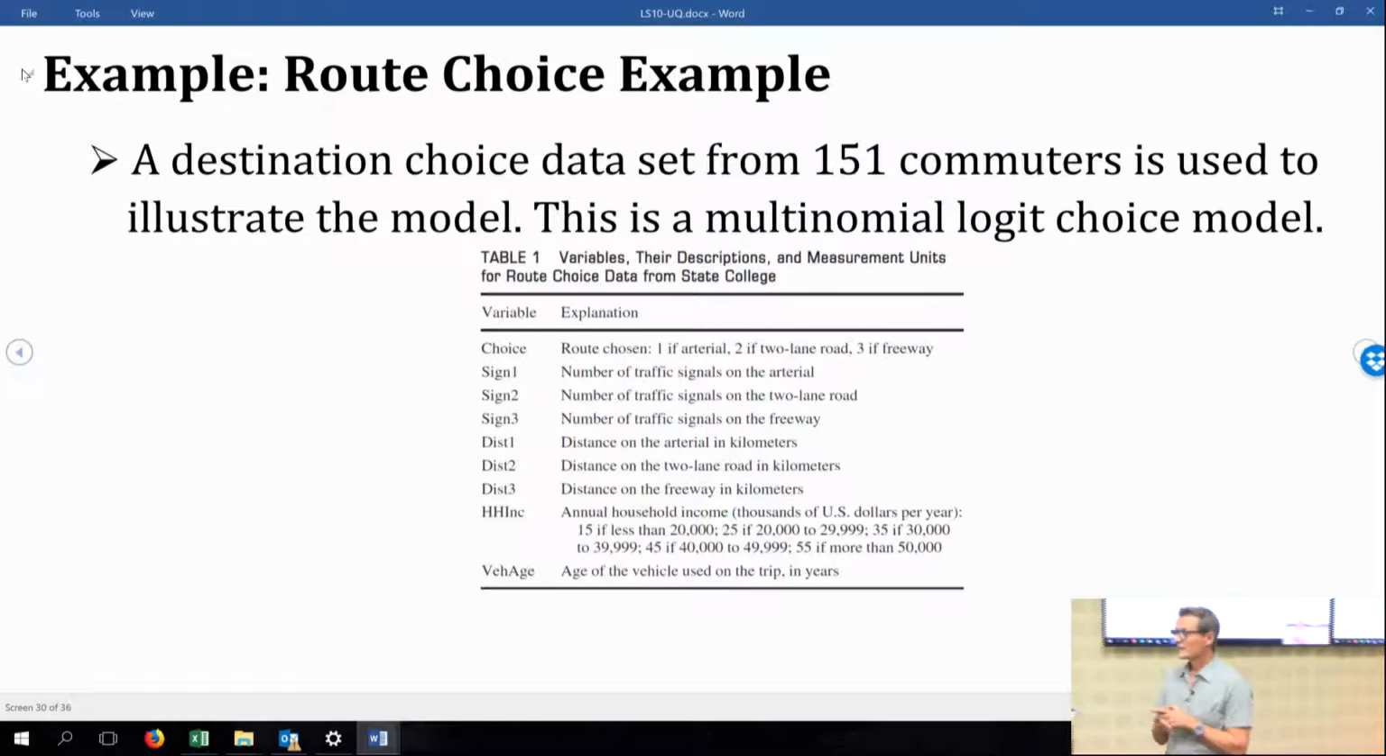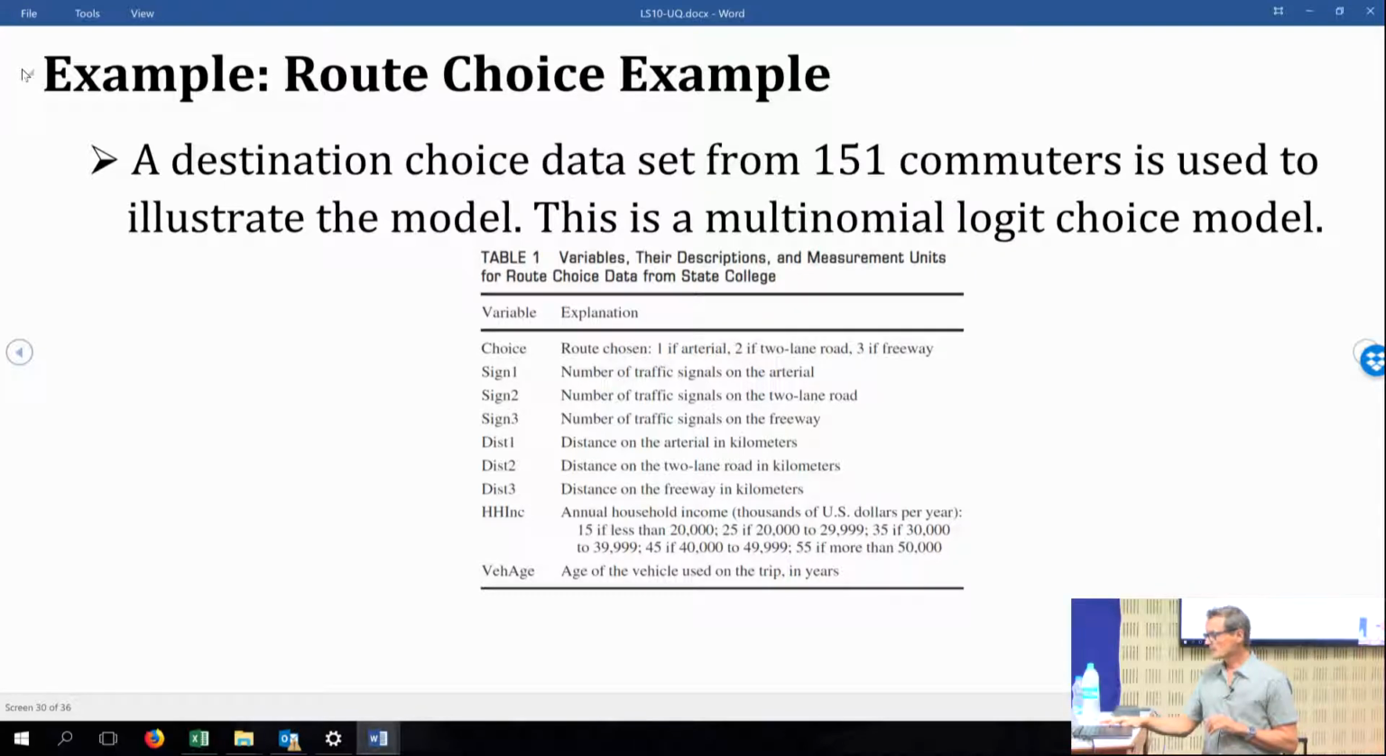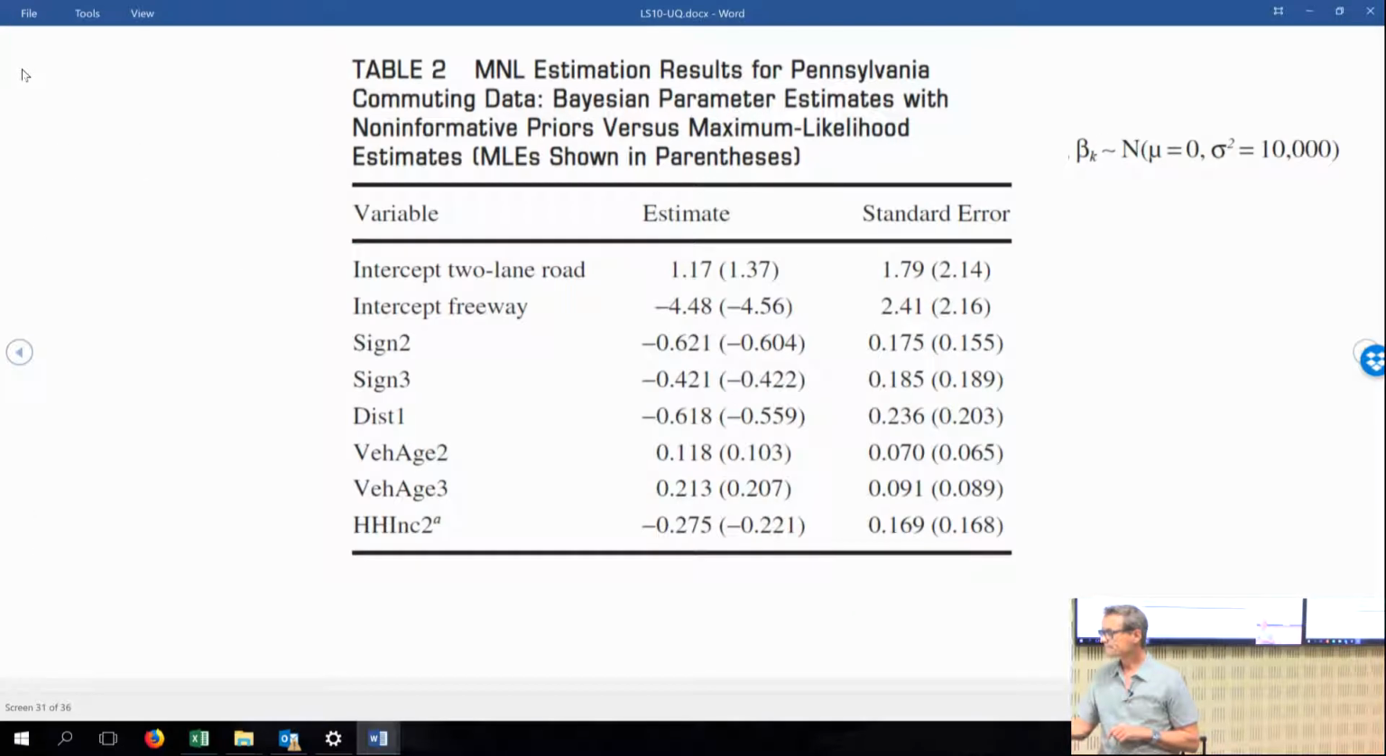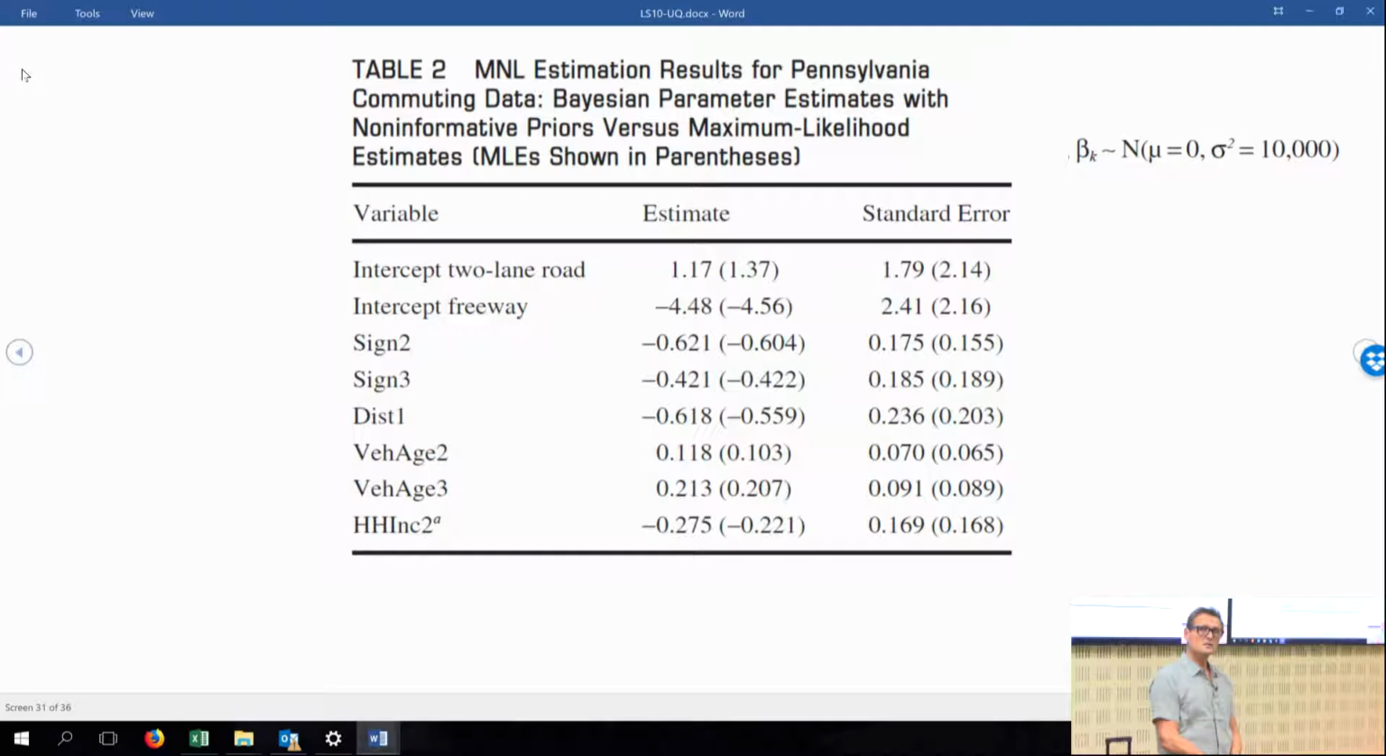All right, here are the data. You've all seen these data. We've looked at these data. These are route choice, right? The arterial, two-lane road, freeway. So I purposely use data that you're familiar with. I've estimated this model in a Bayesian framework. All right. Here are the results of the Bayesian model, Bayesian parameter estimates with non-informative priors.